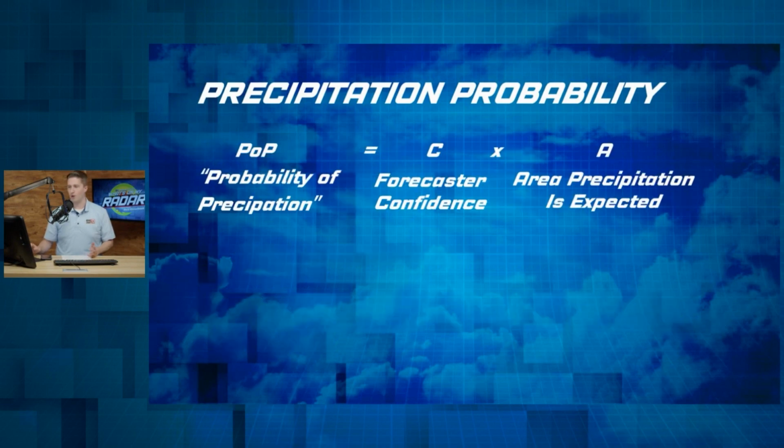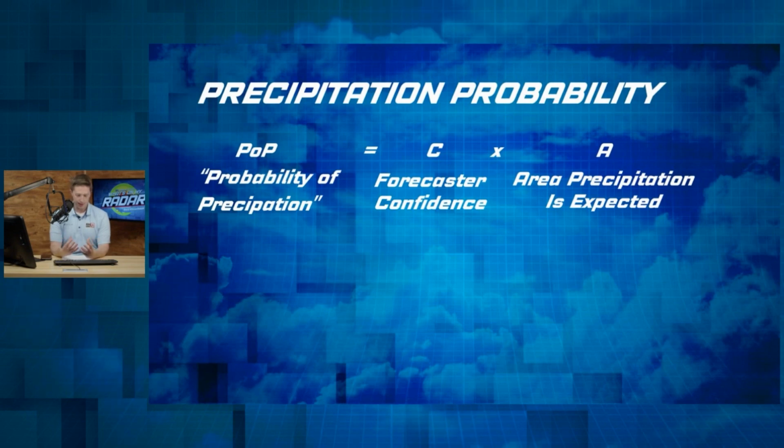We'll go to the next part of this. Where exactly do we get this part of the equation? It's defined: POP, or probability of precipitation, is equal to the forecaster confidence, so how confident the forecaster is, that percentage, multiplied by the area that the precipitation is expected to impact. Another example that gives you the correct statistical result is if a forecaster was 80% certain that rain would develop, but only expected it to cover 50% of the forecast area, then the forecast would read a 40% chance for rain for any given location.